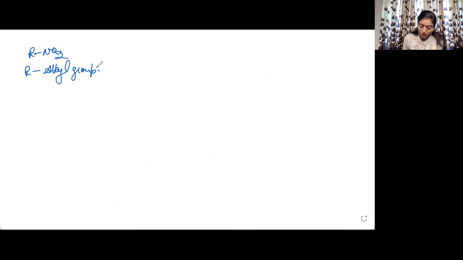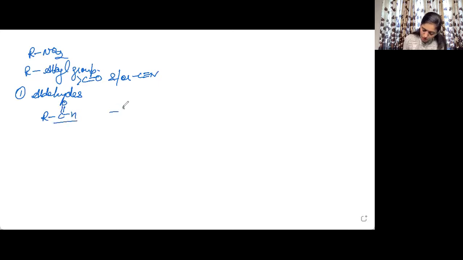Okay, so then we will be discussing the functional groups having carbon-oxygen double bond or carbon-nitrogen triple bond. So here number one is aldehydes. Here will be the carbon-oxygen double bond, and the carbon-nitrogen triple bond. Okay, so aldehydes are C double bond O H. Here the functional group is this one, the CHO group.